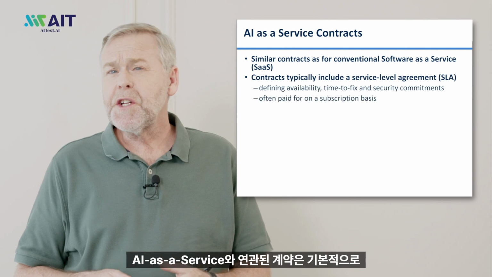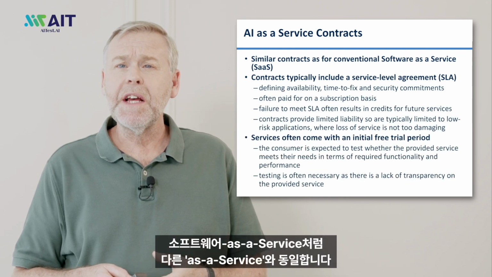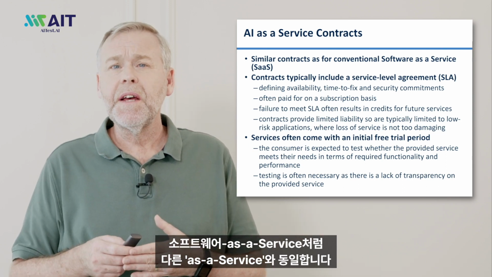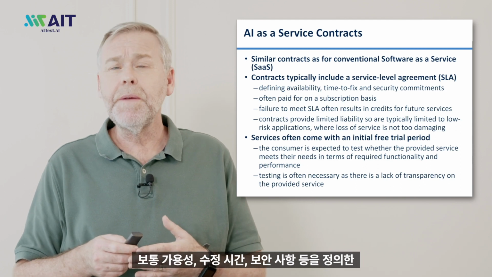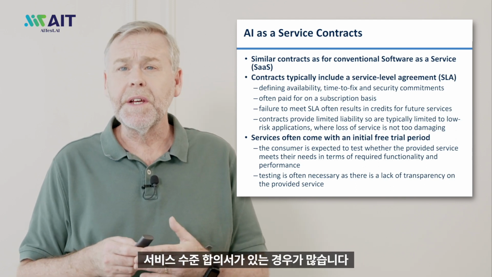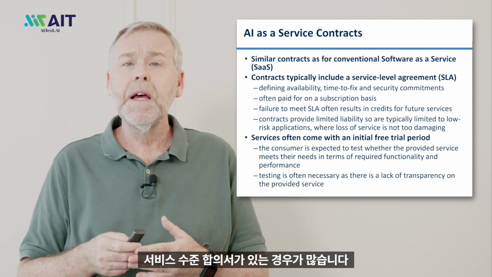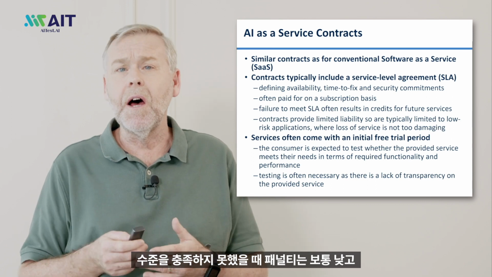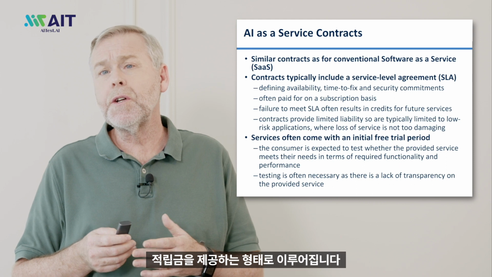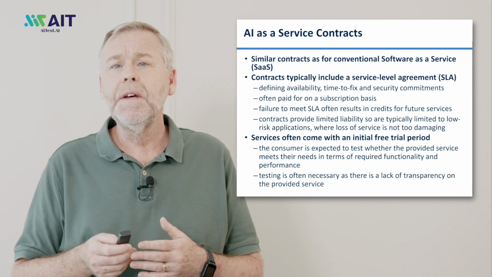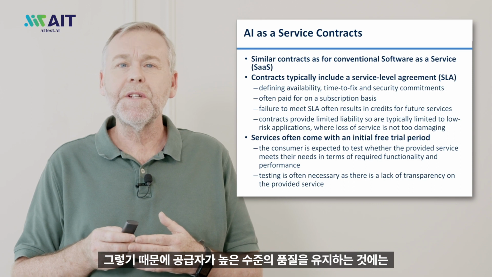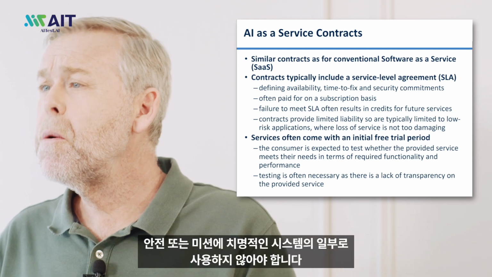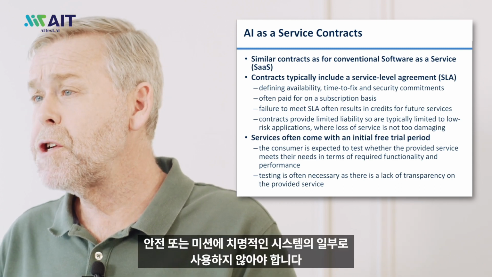The contracts associated with AI as a service are basically the same as for any other form of as-a-service offering, such as software as a service, and are typically based around service-level agreements defining availability, time to fix, and security commitments. However, the penalties for suppliers failing to meet their service-level agreements are typically low, and normally associated with providing credit for future services. This means that there is little incentive for suppliers to achieve especially high quality levels. Given this, AI as a service should not be relied upon as part of a safety or mission-critical system.